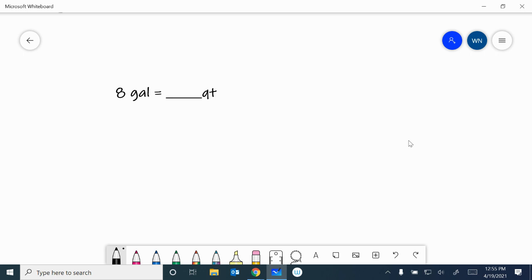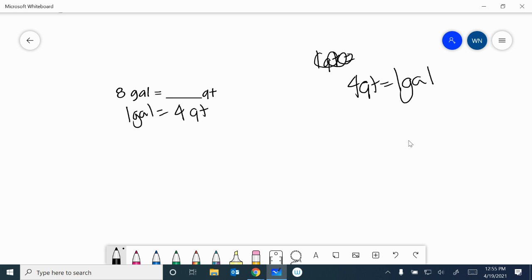So for this one, we know that 4 quarts equals 1 gallon. So we want to know how many quarts are in 8 gallons. So if I write this out, 1 gallon equals 4 quarts, then I know I'm looking for a bigger number in the quart side. So I'm going to go ahead and multiply 8 times 4 will get me 32. 8 gallons, and each gallon has 4 quarts in it, will get me 32 quarts.